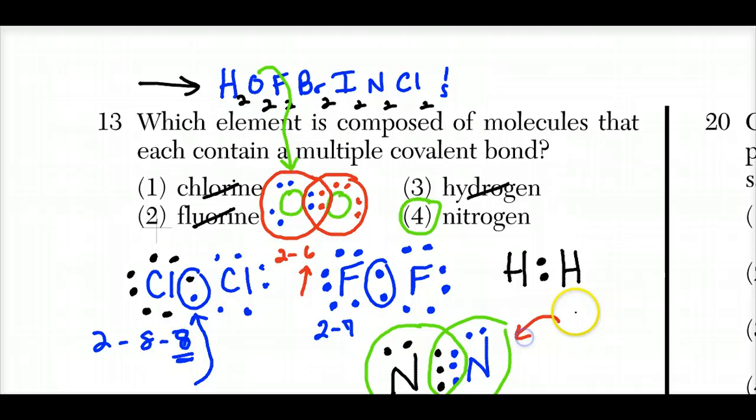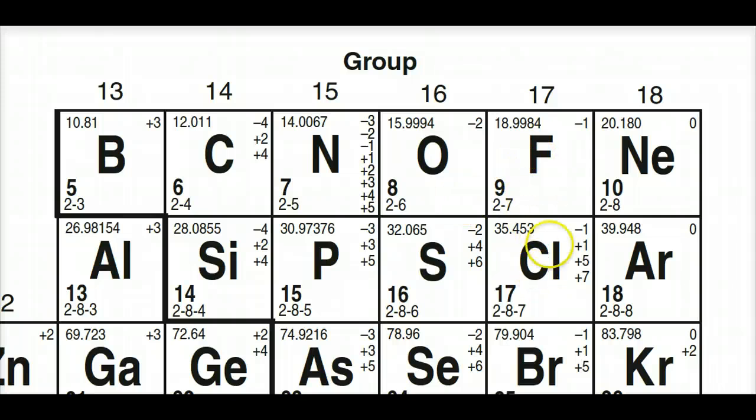These guys over here were 2-5. They needed 3 more. And you can see this from the periodic table. Fluorine and chlorine are 1 away to become stable. So when they share 1 more electron with themselves, they both feel like they're 2-8. So they're 1 bond away. Oxygen, 2-6, needs 2 electrons to feel like it's a noble gas configuration by sharing 2 more.